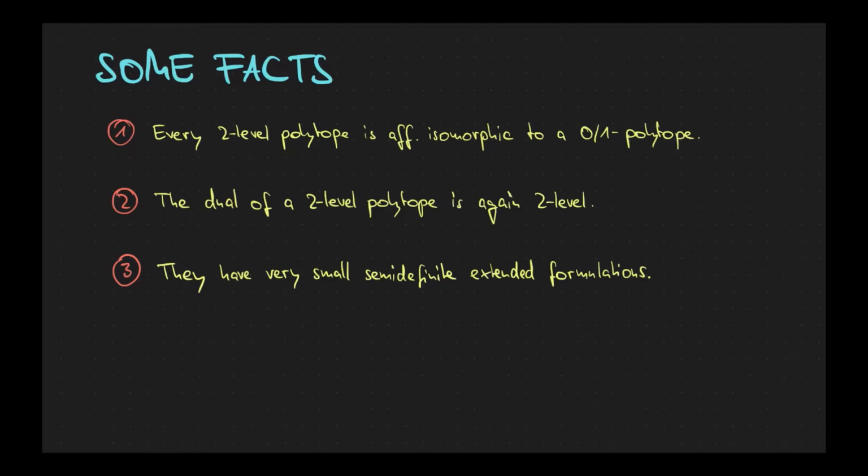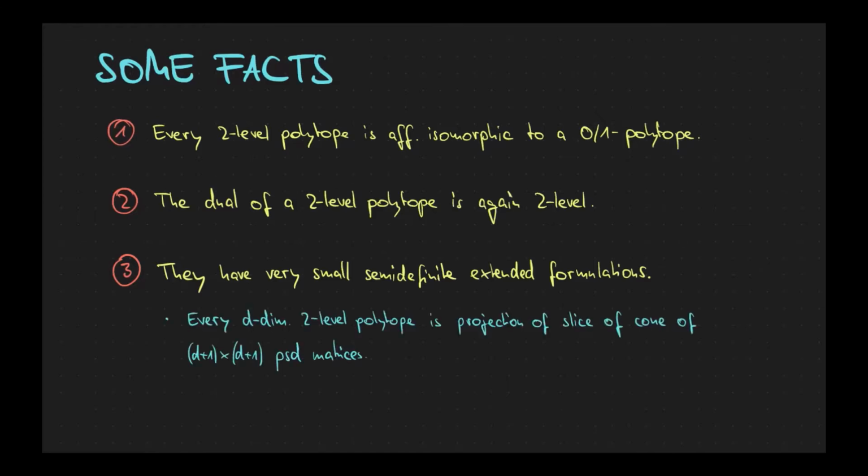Now, the reason why many of us are interested in two-level polytopes is that they have very small semi-definite extended formulations. Here's a precise statement: every d-dimensional two-level polytope is an affine projection of a slice of the cone of symmetric positive semi-definite matrices of a very small size. They are d+1 times d+1 matrices, so it's a cone of quite low dimension.